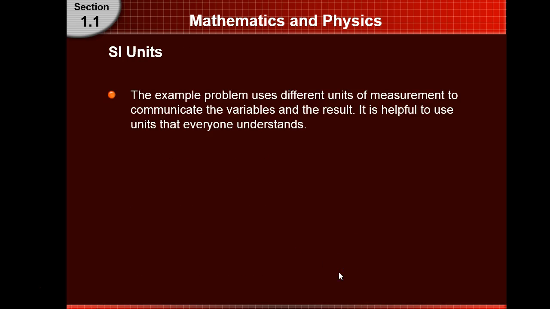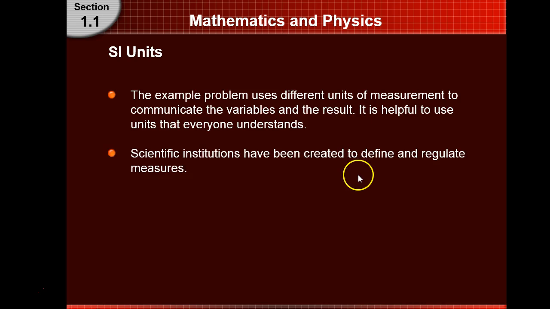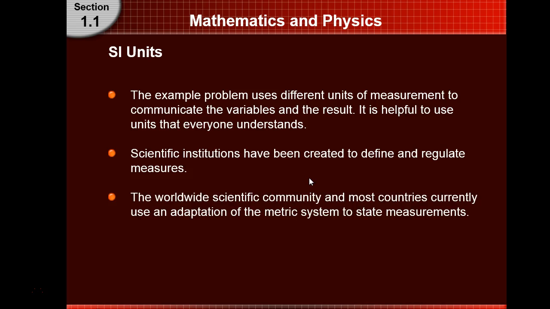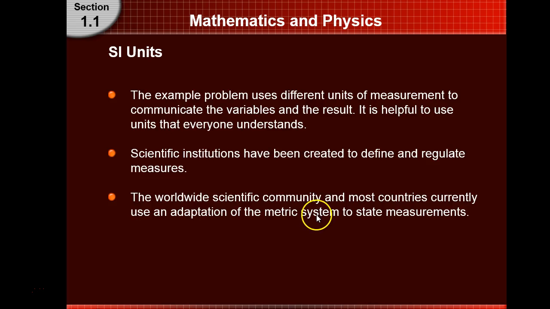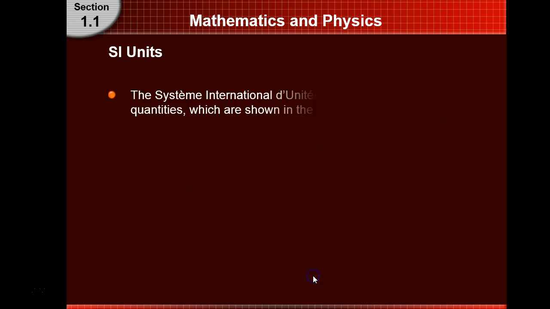SI units. The example problem uses different units of measurement to communicate the variables and the result. It is helpful to use units that everyone understands. And that's where the international, the SI units come into play. Scientific institutions have been created to define and regulate measures. The worldwide science community will always use the SI or metric system. So SI units, and that's why I had trouble saying it, is because it's French, and so SI doesn't match the International Unit of Standards or standard units.